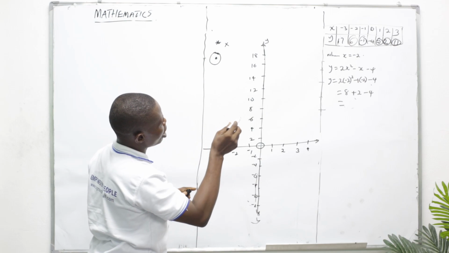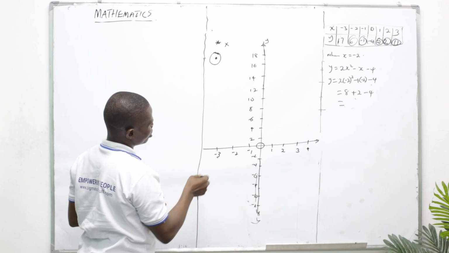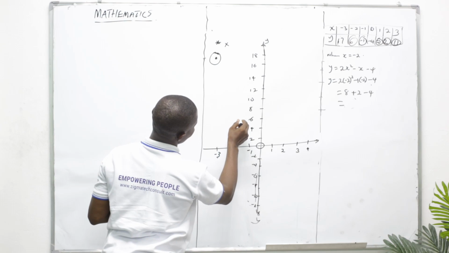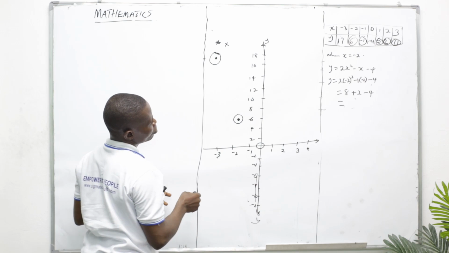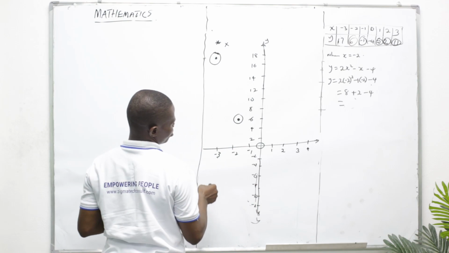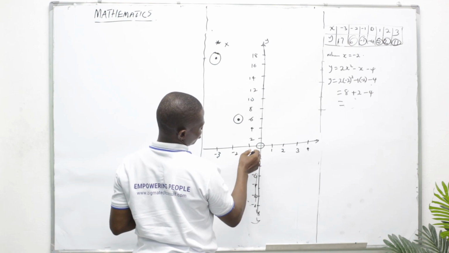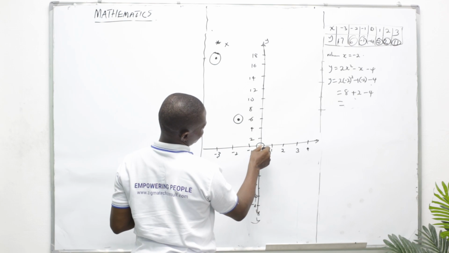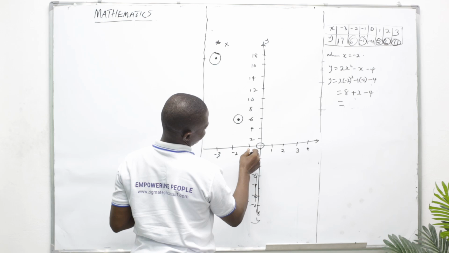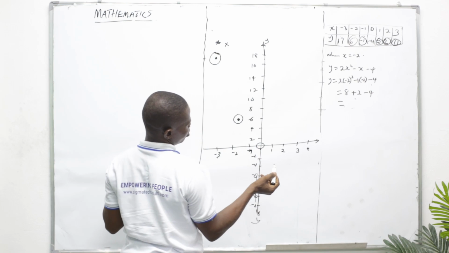So, -2, s is 6. See -2, 6 here. -1, y is also -1. See s -1, y -1, somewhere here. Okay.